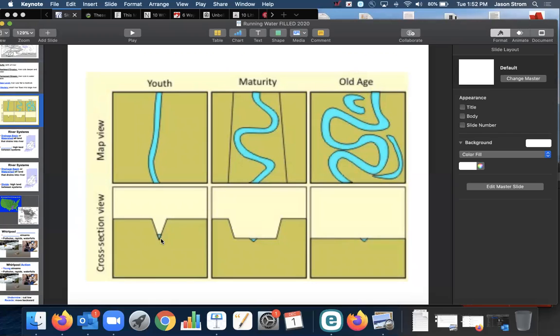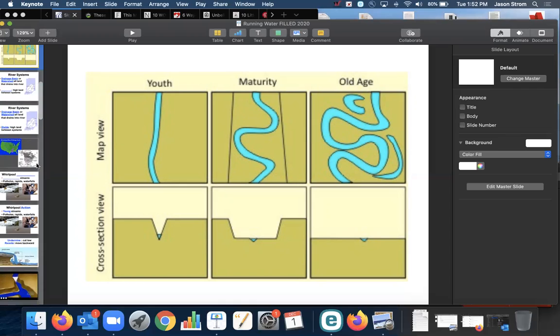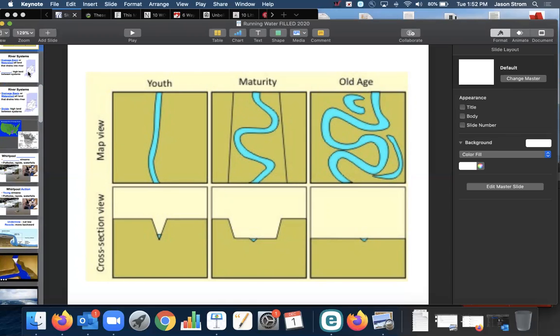As the river becomes older, a floodplain starts to form. It's getting down closer to its base level, closer to bedrock, so it's starting to move a little bit, with some bends and curves. And then in the old age or very mature river, you have lots of curves, lots of bends. It's not moving nearly as quickly, but it's much more mature as far as rivers and bodies of moving water go.